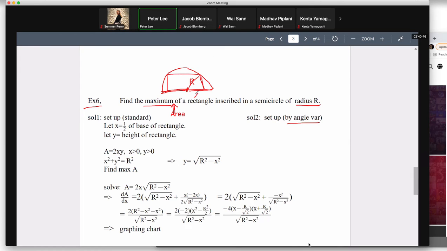Why don't we now call this guy x? In this way, there's no reference of xy axis, and let me call this guy y. y will be the height of this guy. If we do that, then what is now the area? Area is xy, and x is bigger than 0, y is bigger than 0. Actually, what is true is that x is between 0 and r, and y is also between 0 and r.